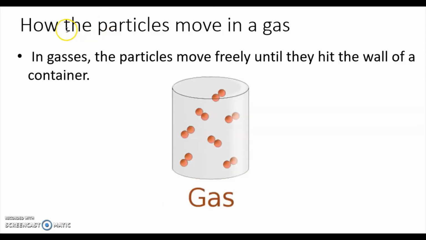What about in gas? How the particles move in a gas. In gases, the particles move freely until they hit the wall of a container. So here they're just moving. They have all the freedom in the world to move until they hit the wall. If we took off that lid, like say it's a can, it would just fly away. The gas would just move completely out of the container.